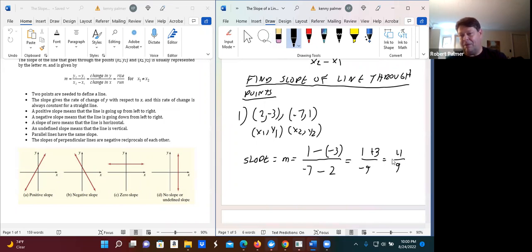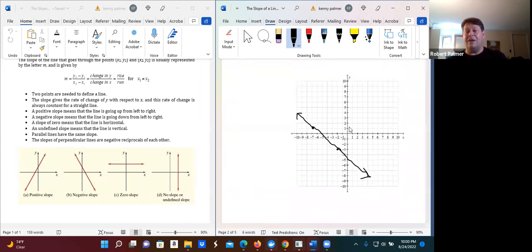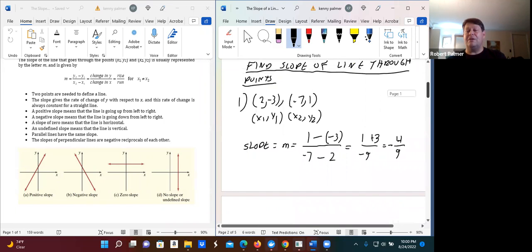Sorry, let me clean that up a bit. So we can bring the negative out front, and then our result is -4/9. And of course, you want to reduce your fractions if you can. So this tells us the slope of this line is -4/9. Also, one thing I didn't mention is that the absolute value of this slope tells you how steep it is. So the larger it is in absolute value, the steeper the slope is. The steeper the line is, the larger the slope is in absolute value, either positive or negative.